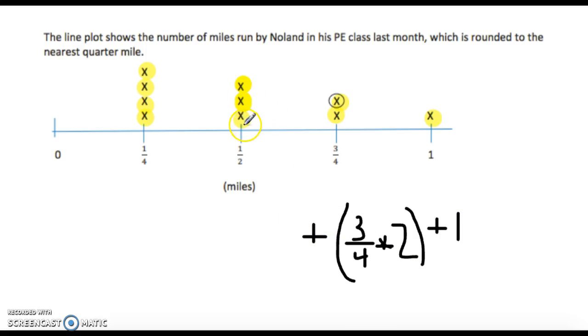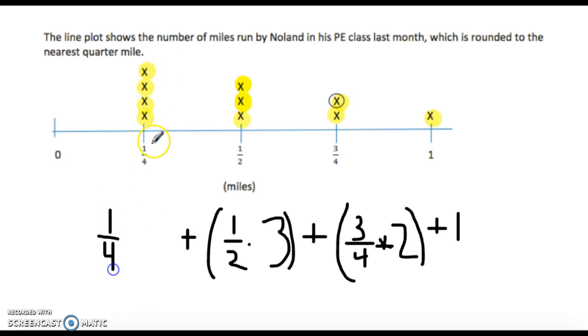I've got 3 X's here that was a half, so 3 of the times he went to gym, he ran a half a mile. So I'm going to make 3 groups of a half, add that to the 2 groups of 3/4, and add that to the 1 group of 1. I'm almost done. I have just one amount left. I've got 1/4 of a mile, and it looks like Nolan ran that 1, 2, 3, 4 times. So I need to make 4 copies of 1/4 and add it together.